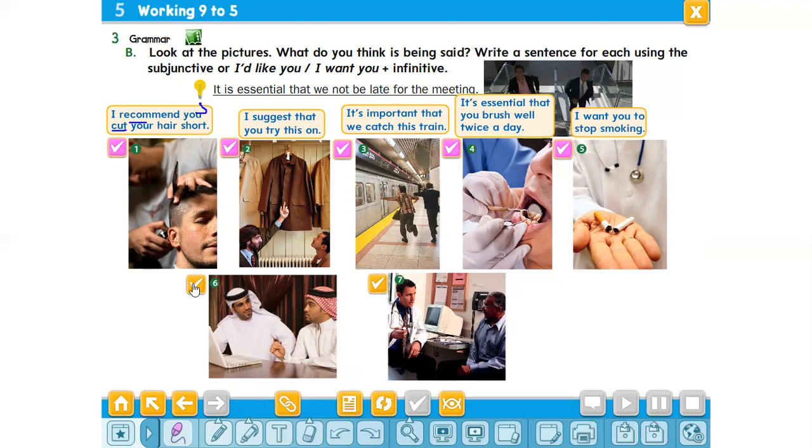Number 6, I want you to study the new proposals very carefully. The last one, I'd like you to take 2 pills every morning.